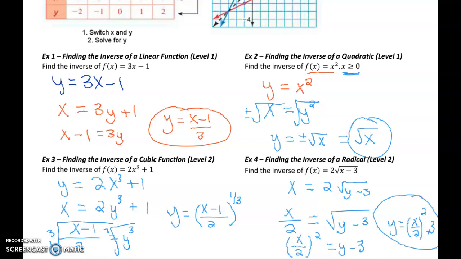y equals (x over 2) squared plus 3. You don't need to turn this into x squared over 4, but you should recognize that it would be equivalent to x squared over 4 plus 3.